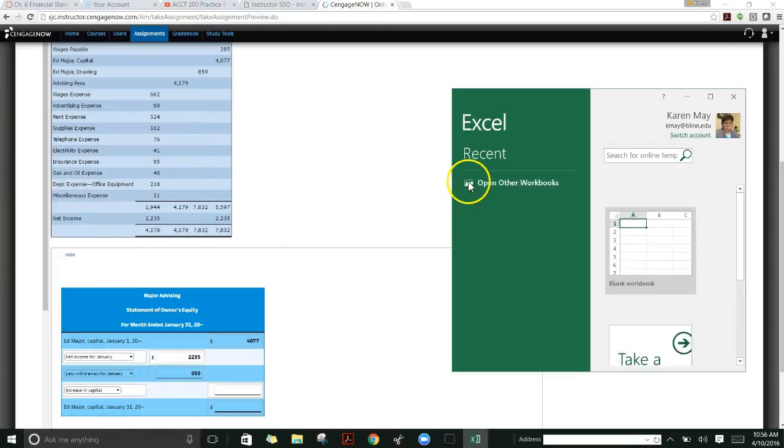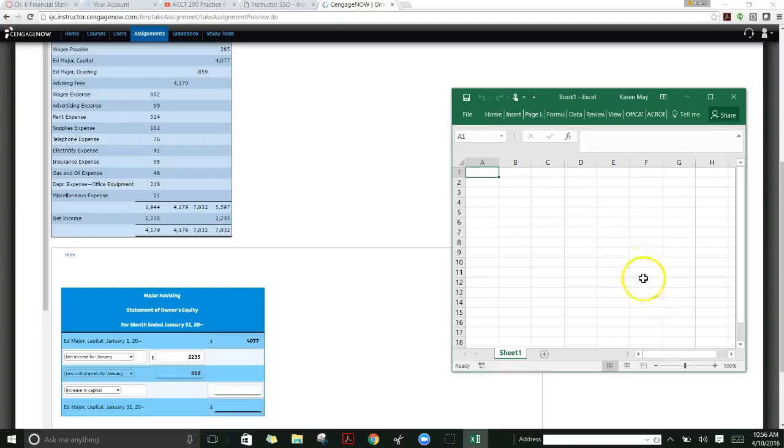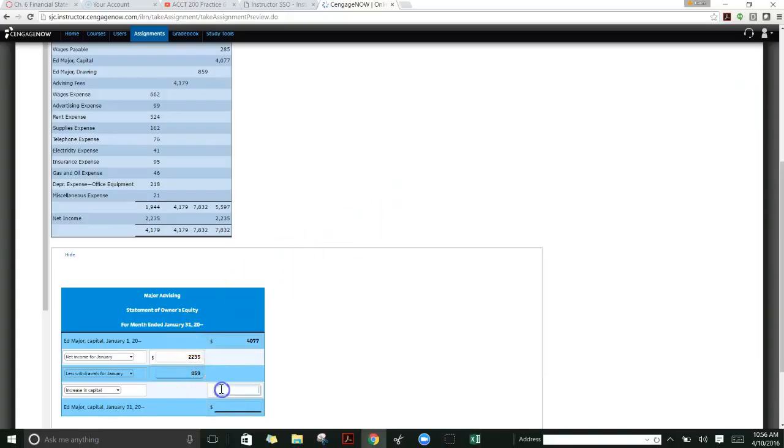I'm going to pull up Excel here. So it would be $2,235 and $859, and then I would subtract those two for a $1,376 increase.